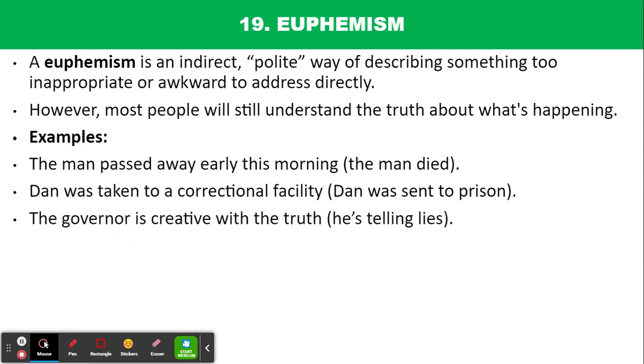Okay? The governor is creative with the truth. In this case, you don't want to say that the governor is a liar or that he's telling lies. So you use some polite way to say the governor is creative with the truth or he is economical with the truth. These are euphemisms.